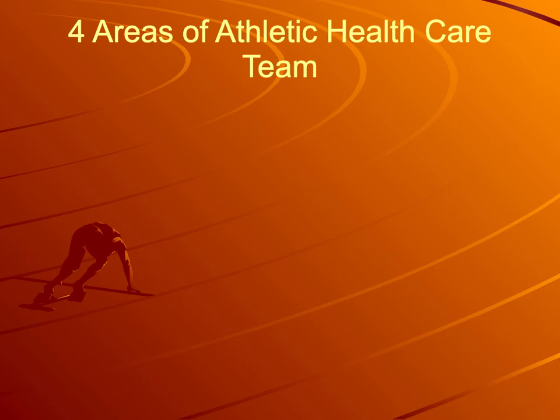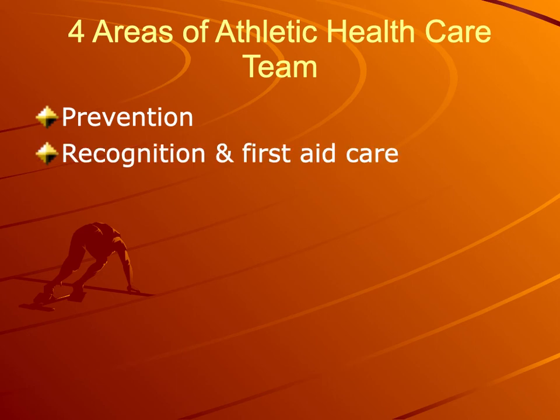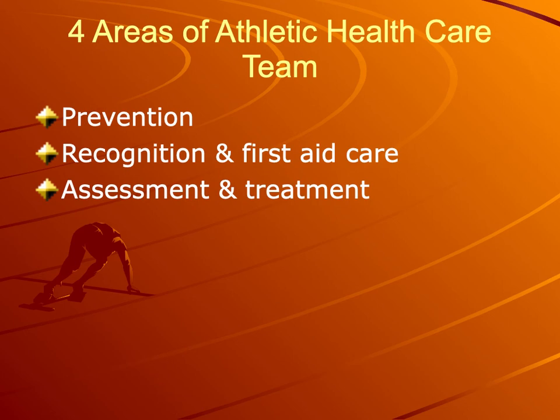The four areas of our athletic healthcare team are, first, prevention. These terms are going to come up over and over and over again. We want to make sure that our number one job is to prevent injuries. We don't want anybody to get hurt. If we can prevent it, we'll do it. Then we have to recognize the injury and then provide the best first aid care on site, on the field, on the court, or wherever we're at. So recognizing it and providing the best care. One way we recognize it is we do an assessment and we provide treatment for that.